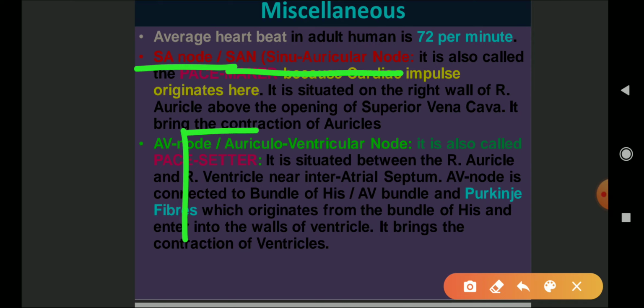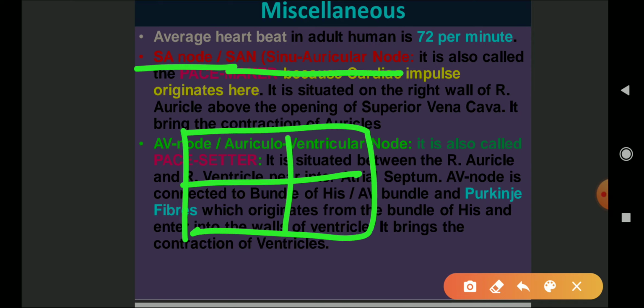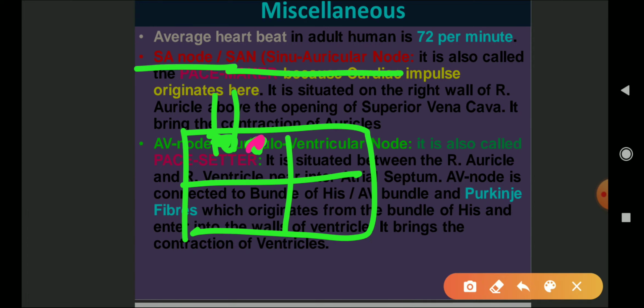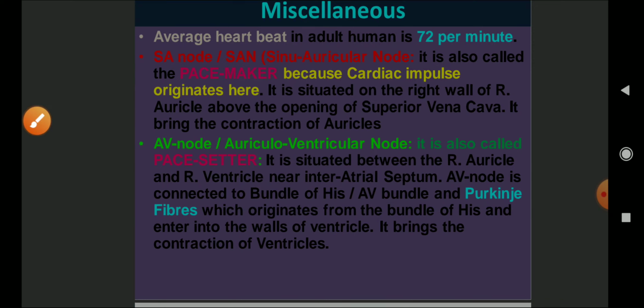So if I draw the diagram here, this is the diagram. From the top, next to the valve here, let me change the color. So here you will be seeing the sino-auricular node. The function of sino-auricular node is to bring the contraction of auricles and to start the heartbeat.